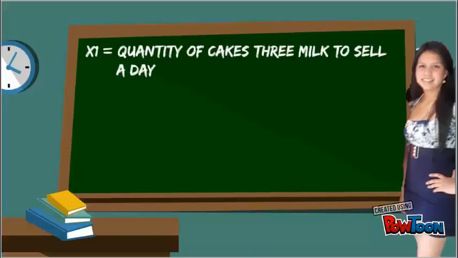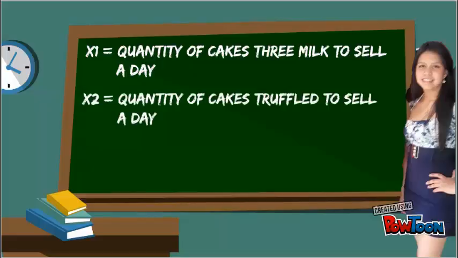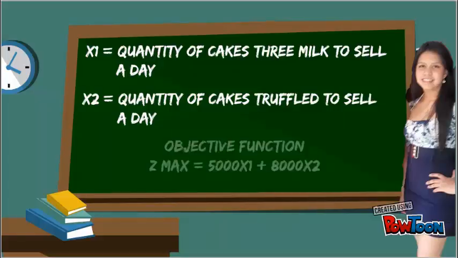X1 is the quantity of 3 meals cake to be sold per day. X2 is the quantity of truffle cake to be sold per day. The objective function is C, maximum: 5,000 multiplied by X1 plus 8,000 multiplied by X2.